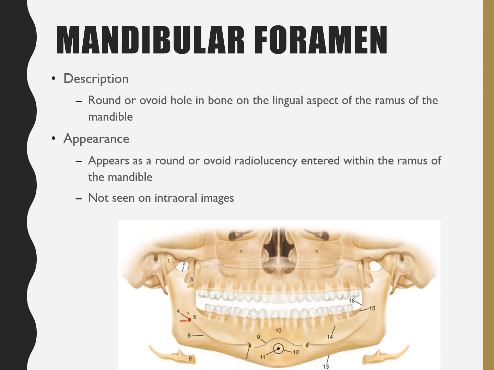It appears as a round or ovoid radiolucency, which means it's a dark hole, centered within the ramus of the mandible. And it's not seen on intraoral images. It's too far back. It's too far up, right? So we only see it on our extraoral images, but we definitely see the mandibular canal, right?